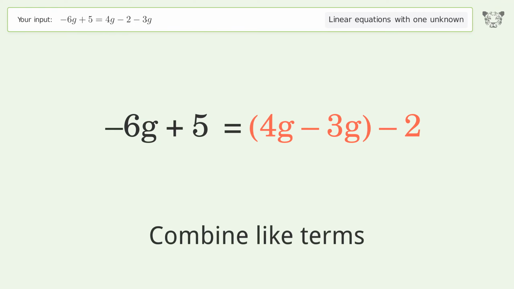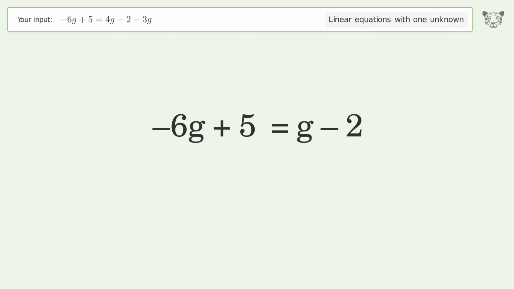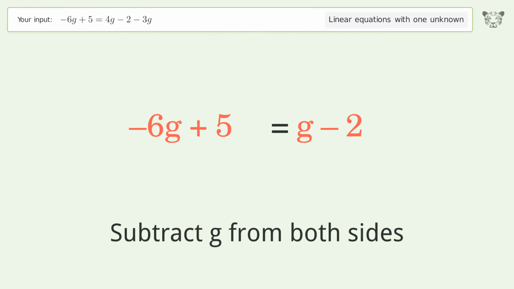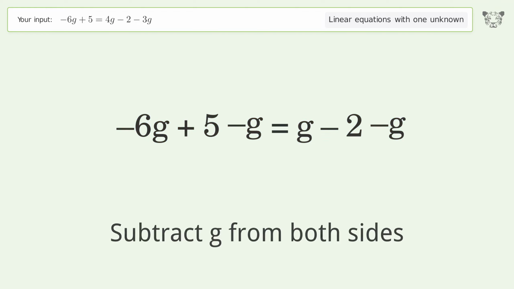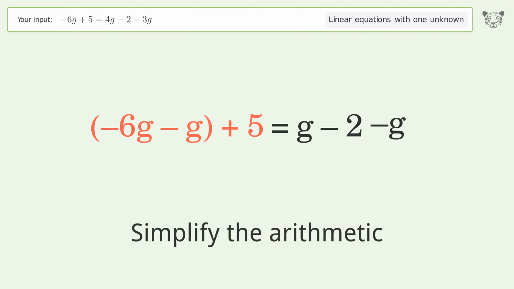Combine like terms. Group all g terms on the left side of the equation. Subtract g from both sides. Group like terms. Simplify the arithmetic.